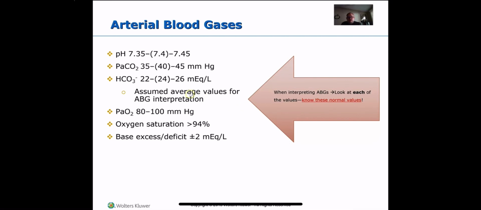ABGs, these are the values you're going to want to make sure you know. 7.35 to 7.45 for your pH, with 7.4 as your happy medium. Your CO2 is 35 to 45. Your bicarb is 22 to 26, with 24 being the middle, assuming average values for ABG interpretation. Your PaO2 is 80 to 100. Oxygen saturation is greater than 94%. So you just need to make sure you're familiar with these numbers when calculating or interpreting your ABGs.